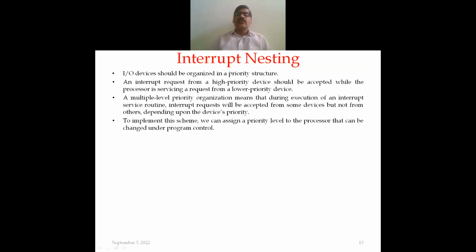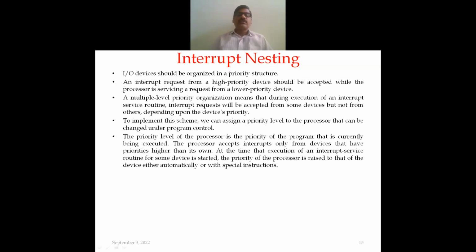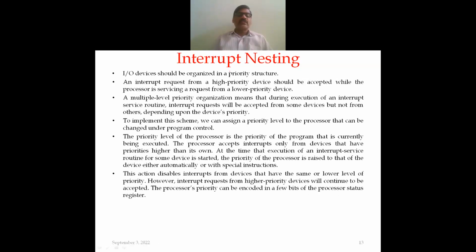To implement this scheme, we can assign a priority level to the processor that can be changed under program control. The priority level of the processor is the priority of the program that is currently being executed. The processor accepts interrupts only from the devices that have priorities higher than its own. At the time that execution of the interrupt service routine for some device is started, the priority of the processor is raised to that of the device, either automatically or with special instructions.